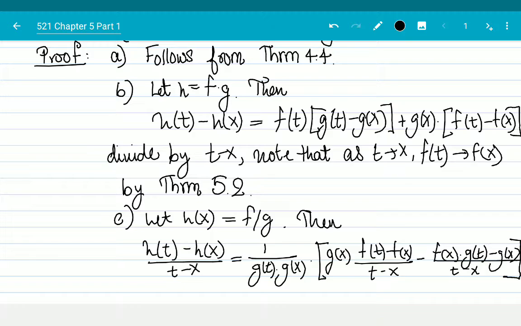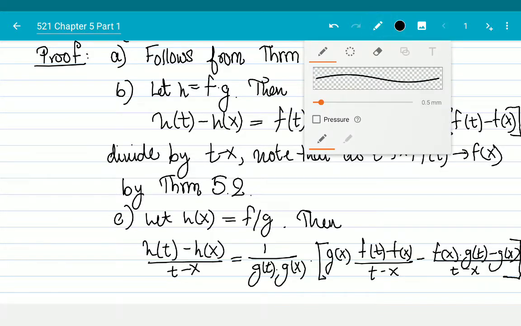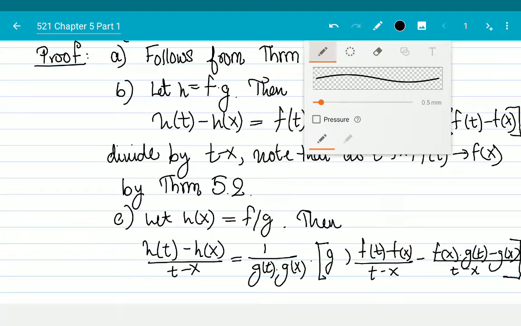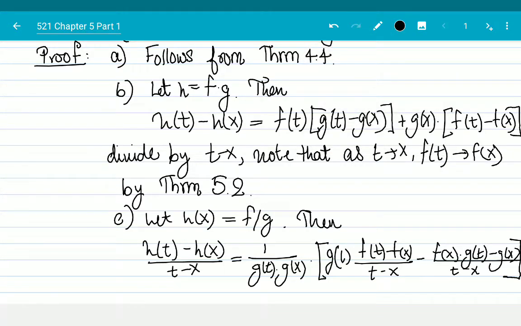Did I make a mistake? I think the first one should be g of t, not g of x. Yeah, the book has a typo, and I blindly copied it. I knew one of them should be the other way around. G of t. Okay.